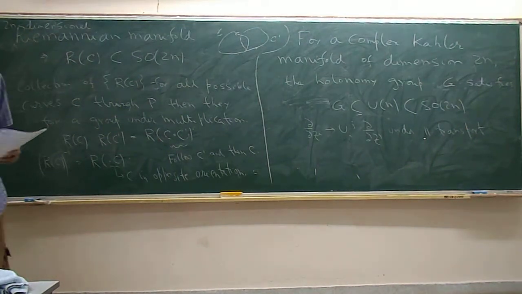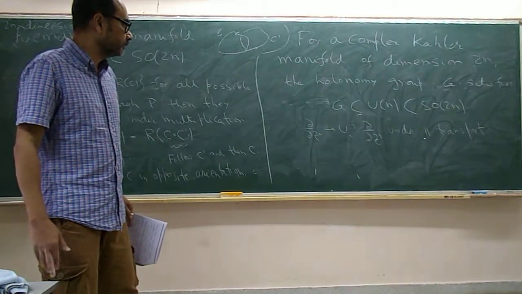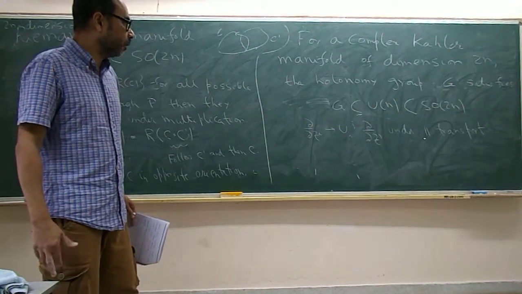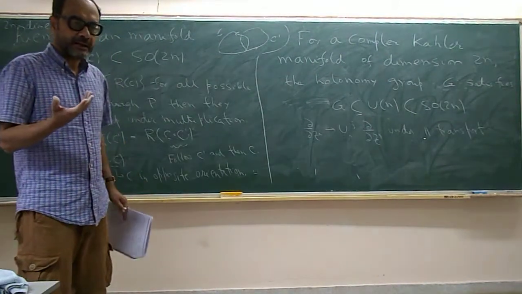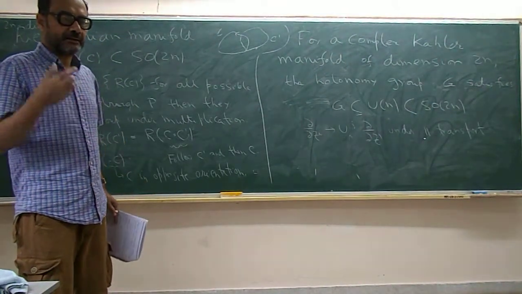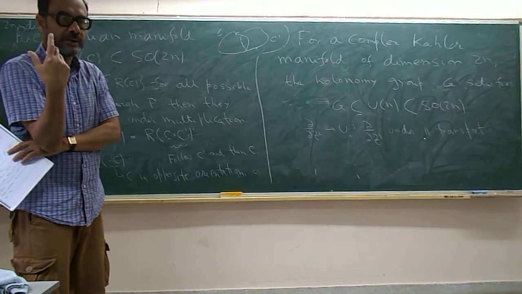See, in this case, if all loops are contractible, then it would be SU(n), is it? Like you had SO(2n). No. For example, the sphere, the holonomy is U(1), right? Not SU(1). SU(1) is trivial.